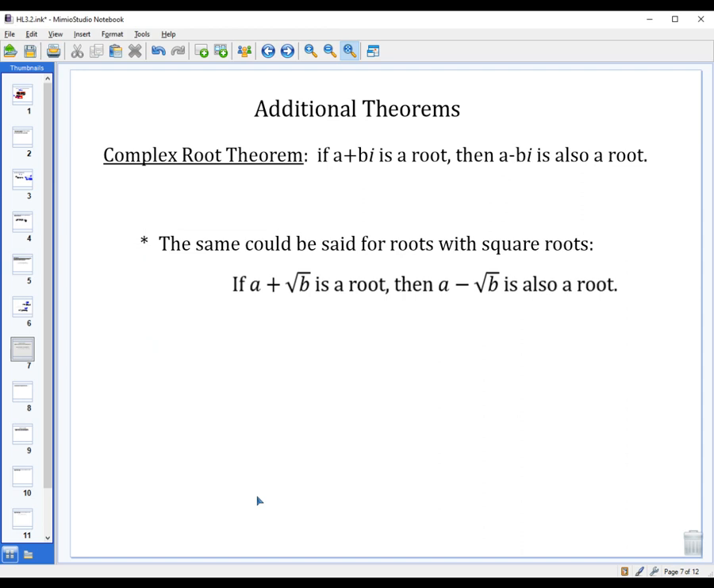Same could be said for the roots with the square roots. Anytime you square root, you always have plus or minus. So if you have 2 plus root 5, then you have 2 minus root 5 is also a root. So make sure that anytime you see an i, which means the square root of -1, right? Anytime you see an i, it means you have a square root, and anytime you have a square root for one of the roots or zeros, then you also have the negative version of that.